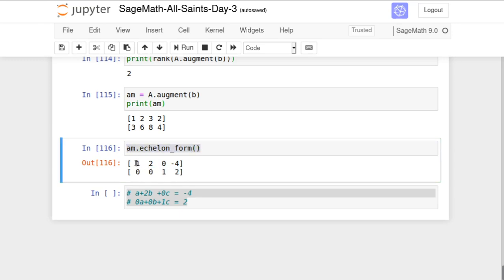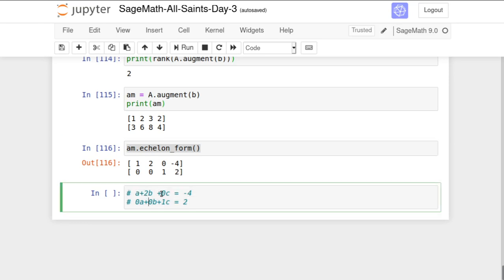So we get the augmented matrix reduced to echelon form to be 1, 2, 0, minus 4, 0, 0, 1, 2. You have to interpret this as 1 into A plus 2 into B plus 0 into C equal to the right side, minus 4. Similarly, 0 into A plus 0 into B plus 1 into C equal to the right side, 2. This is how you have to interpret this system of equations reduced into some other form.